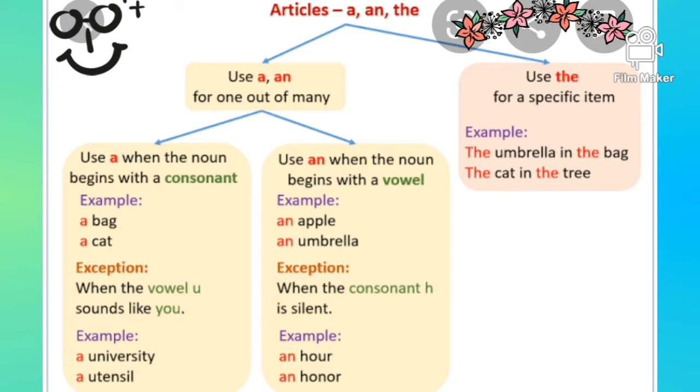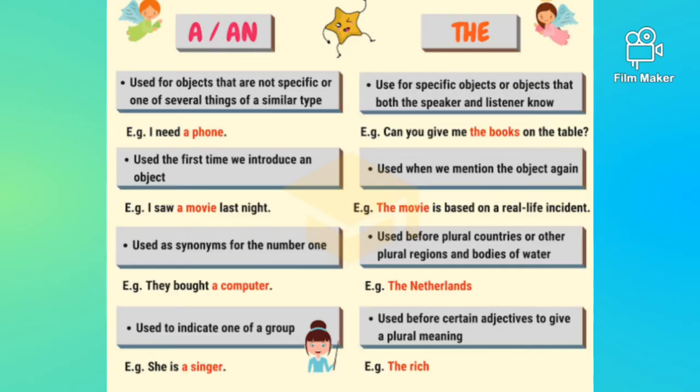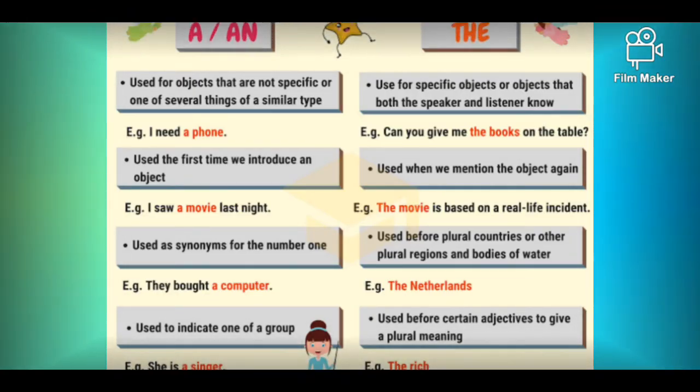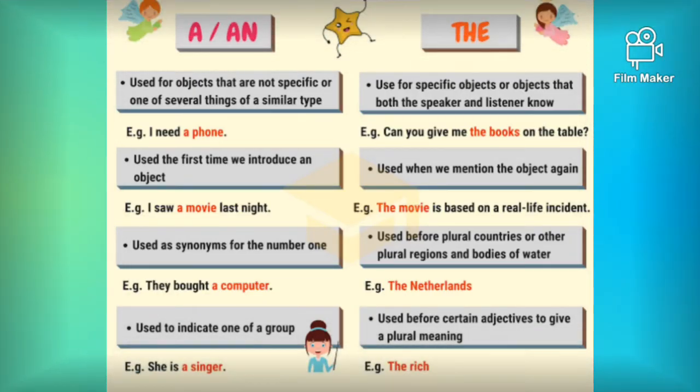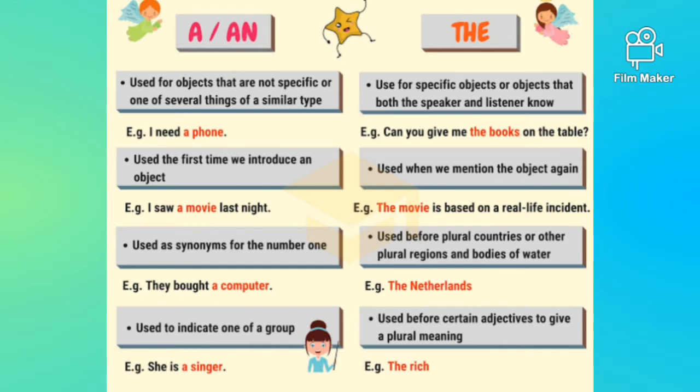Similarly, the article the is used for a particular person, animal, or thing. For example, the pen is blue in color. To denote the whole class, the dog is a faithful animal. Before adjectives in the superlative degree. For example, he is the best man in the city. She is the most beautiful girl in the town.